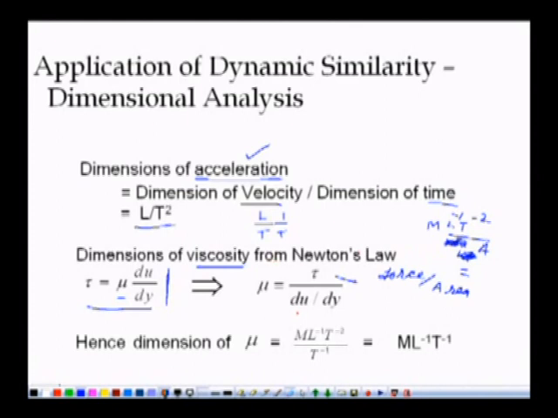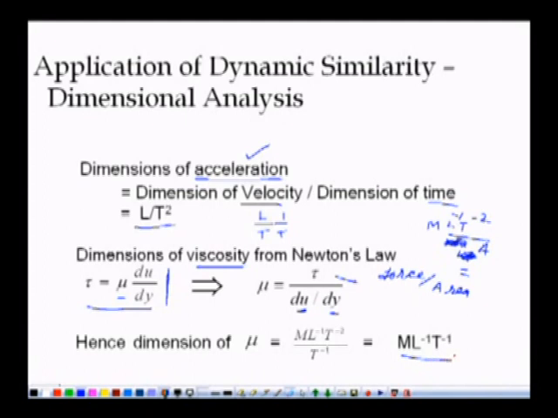What is the dimension of u? du means u, and what is the dimension of dy? It has the dimension of distance. So, du means L over t and dy means L only. With the help of this analysis, we can find out the dimension of mu, which is equal to m L minus 1 t minus 1.